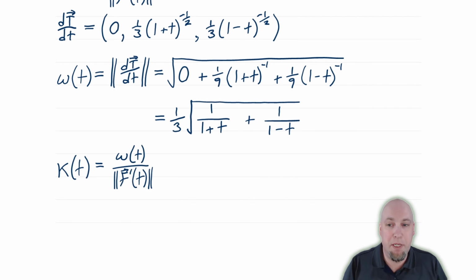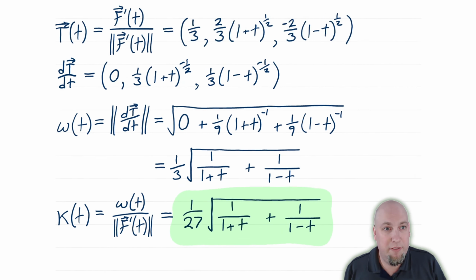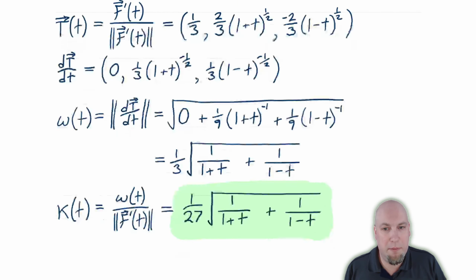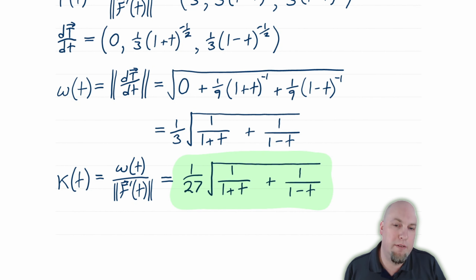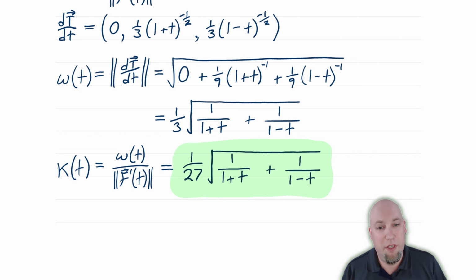So last step, curvature: it's angular speed divided by regular speed. We already computed both of those things, so just plop it in. Now, instead of having a 1/3 in front, you've got a 1/27 in front, and you're done. That's the curvature of the curve.